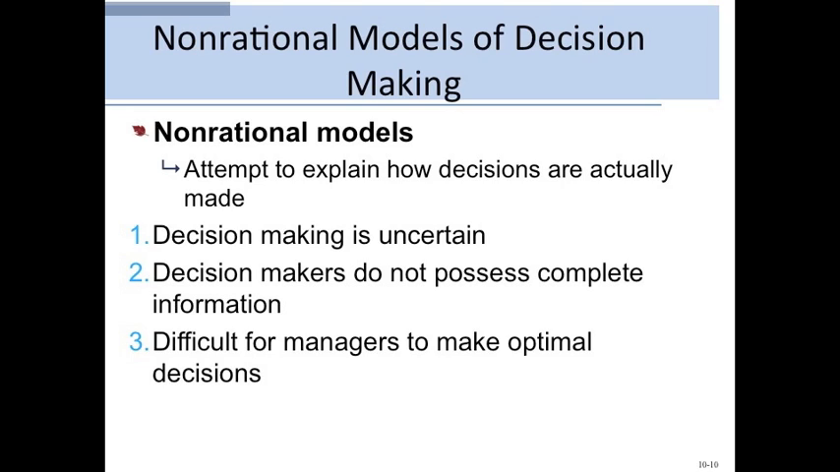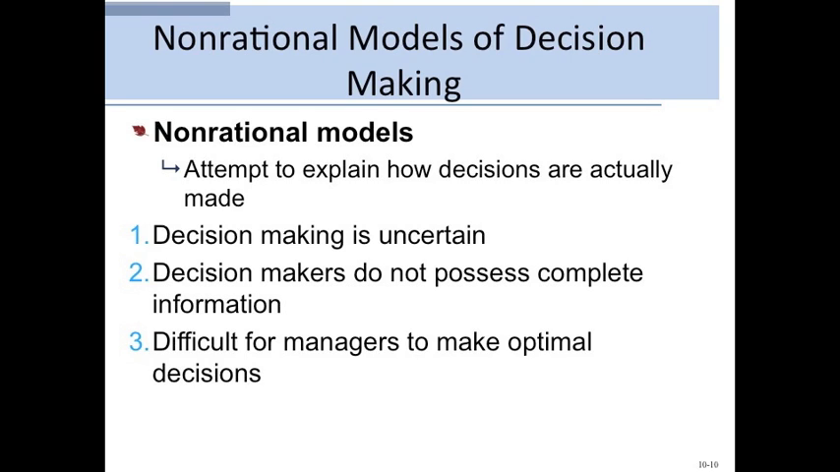The reality is, while we would like to think of ourselves as rational beings, the majority of times there is some level of non-rationality that goes into our decision making. Non-rational models of decision making actually attempt to explain how decisions are actually made. So they contrast their models to the rational model and say rational models might be the utopian perspective on decision making. But in reality, human beings are for the most part non-rational entities. And decision making is often a very uncertain process. There is a lot of ambiguity and complexity that surrounds many decision scenarios. Decision makers do not possess complete information.